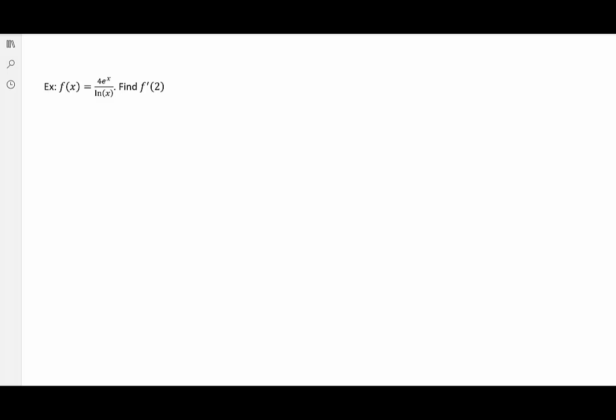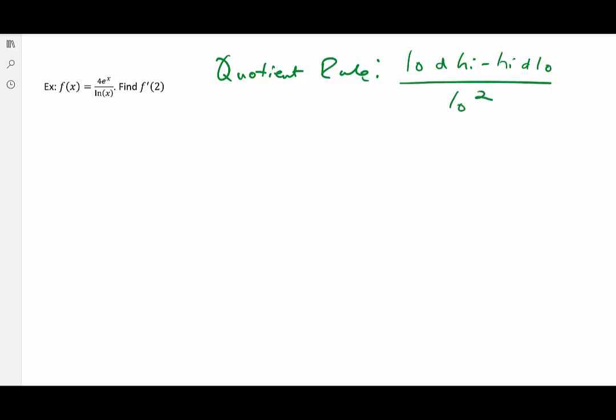So the quotient rule, maybe we should write that down. The quotient rule is what I like to refer to as a yodel. It is low d high minus high d low over low squared. I call it a yodel because if you say that really fast, it sounds like a yodel. All right, so here we go.